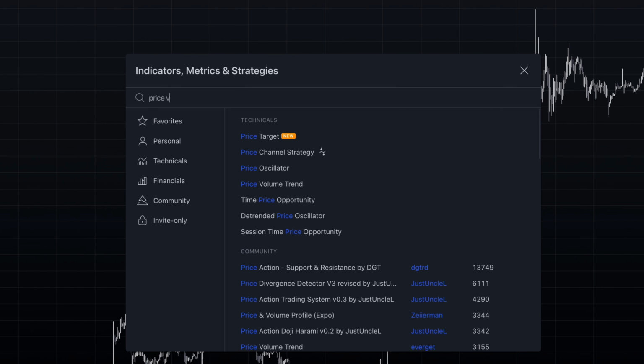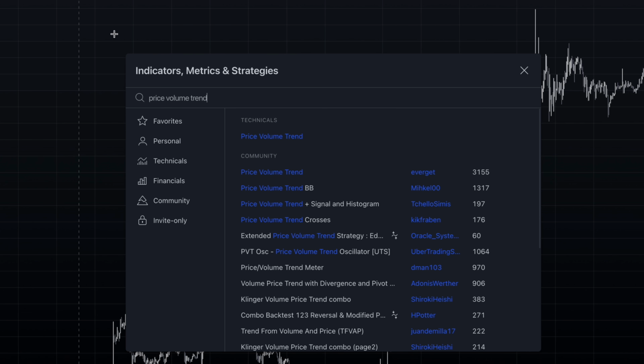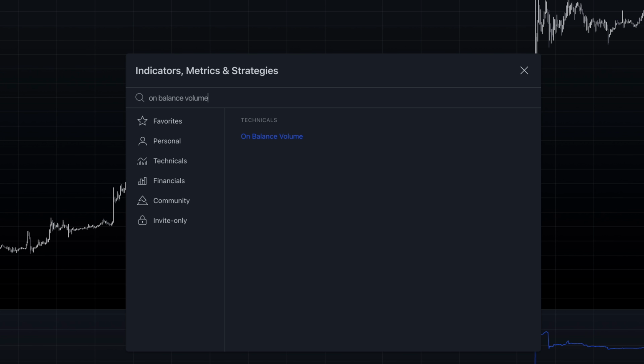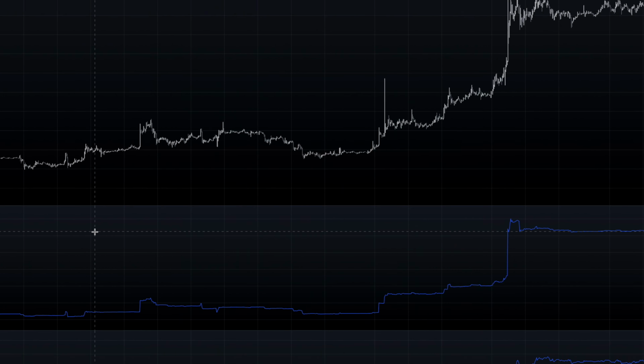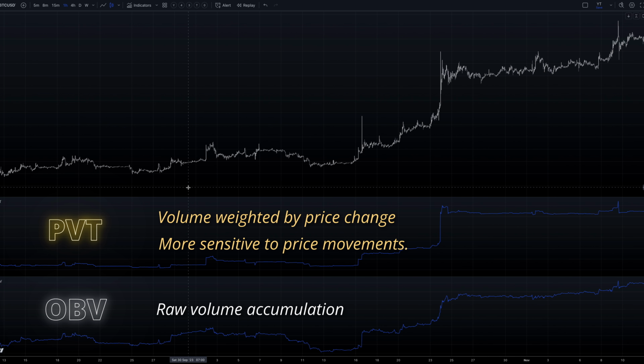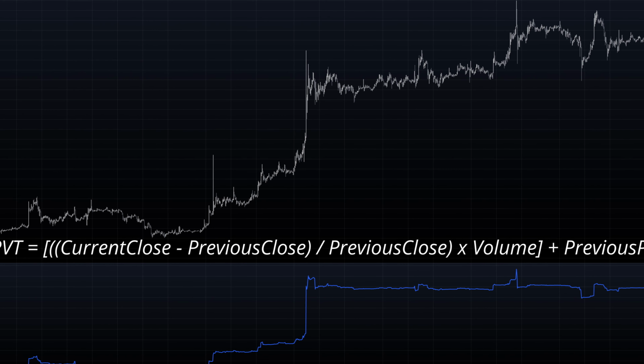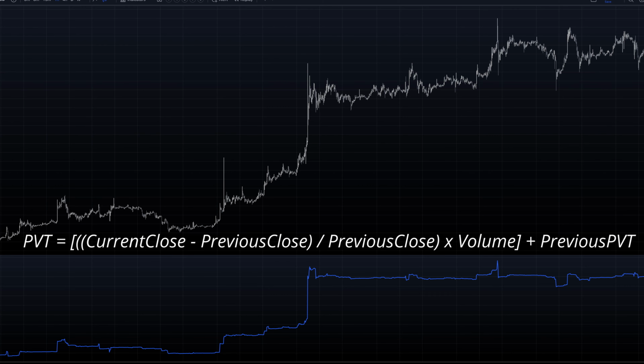The price volume trend, or PVT, indicator is a powerful tool for technical analysis that builds upon the concept of on-balance volume. While both indicators accumulate volume, PVT takes a more nuanced approach by considering the magnitude of price changes. Many analysts believe PVT offers a more accurate picture of market conditions compared to OBV because it factors in price adjustments rather than just total volume.